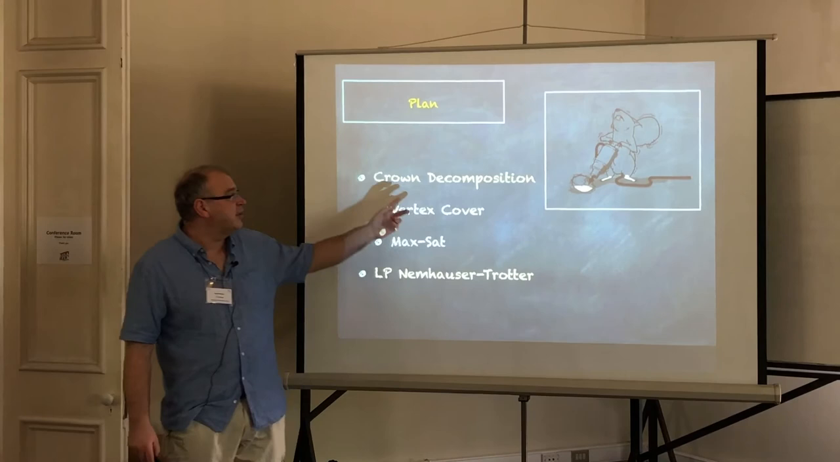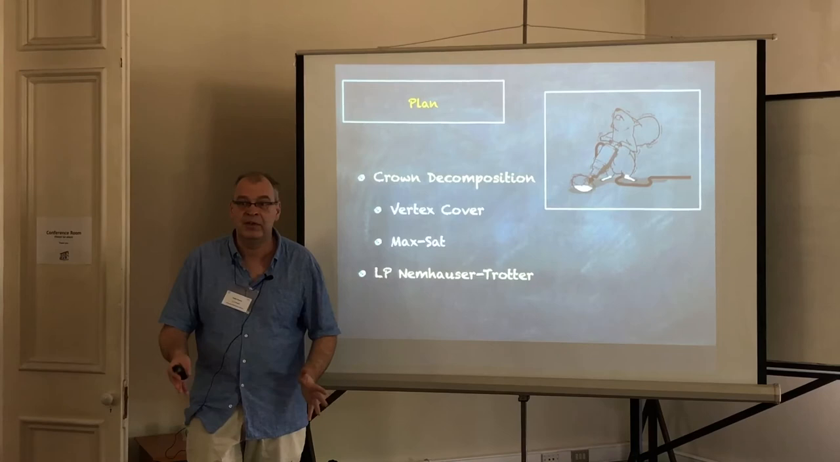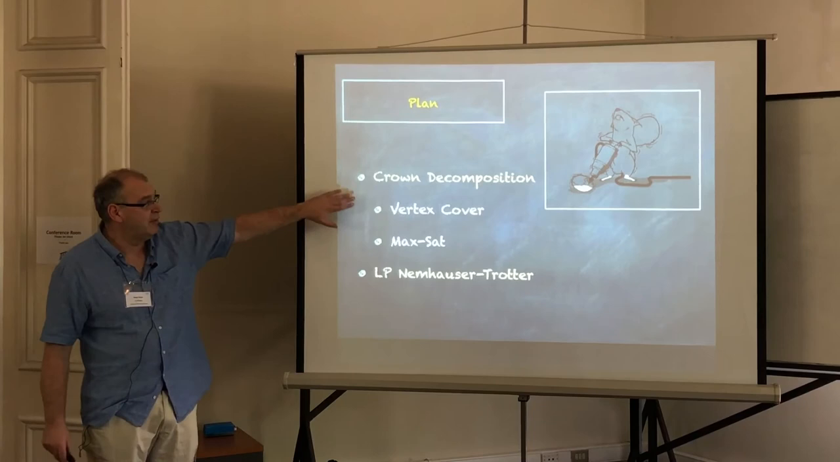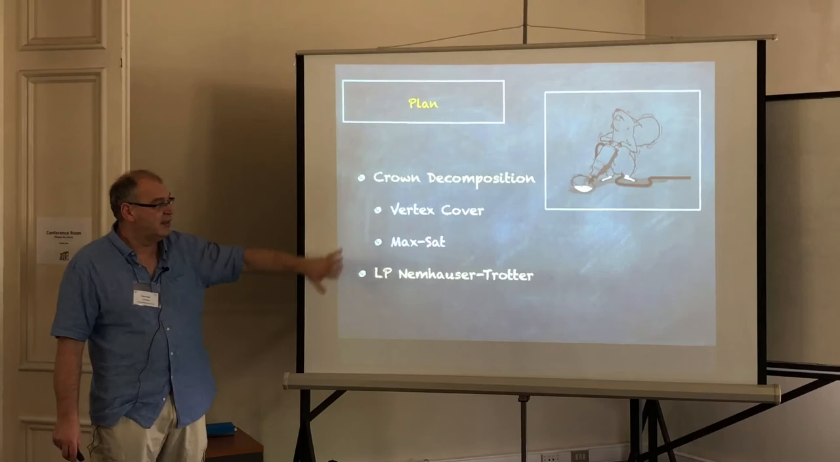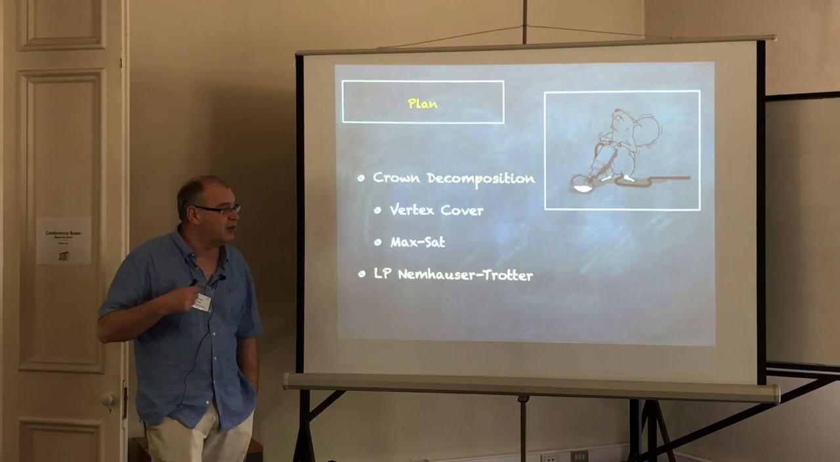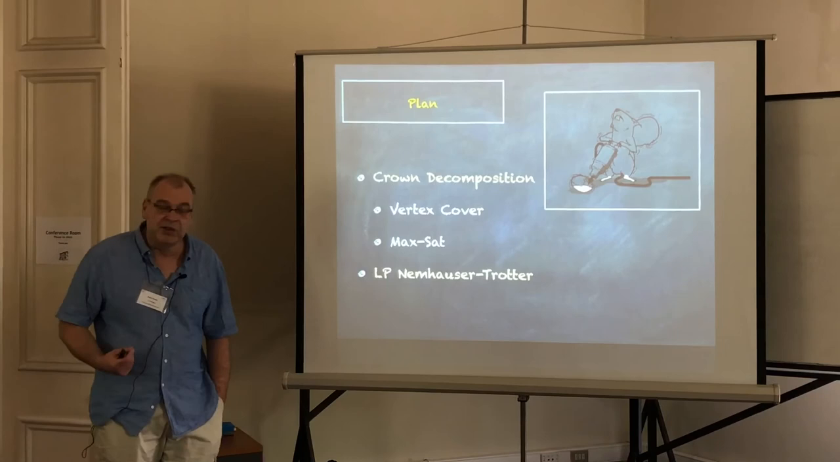And actually, crown decomposition is based on Koenig's theorem, one of the oldest theorems in graph theory, about matching and vertex cover in bipartite graphs, for example. I will be using this. I will give examples for vertex cover and max set. And then I will do the same plan for vertex cover with linear programming, also a very classical Nemhauser-Trotter theorem about rounding the integer linear program for vertex cover. That's another thing. And again, I can use this result to obtain a polynomial kernel.